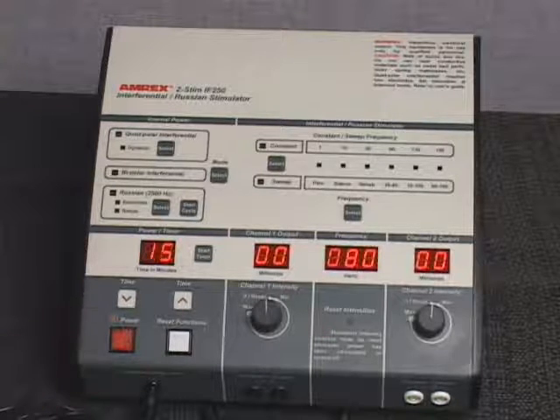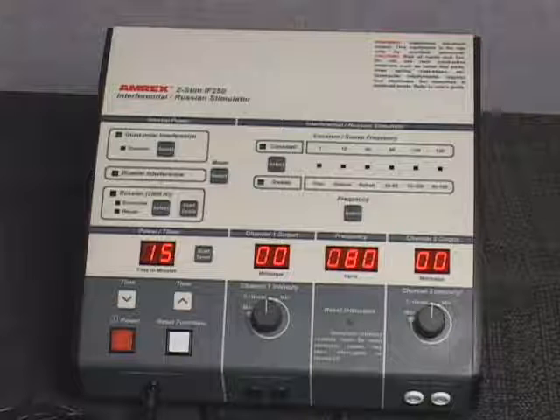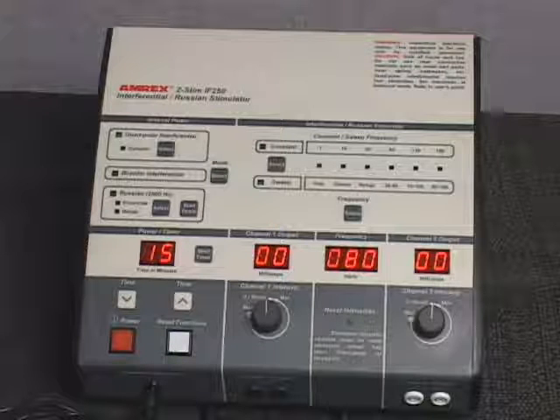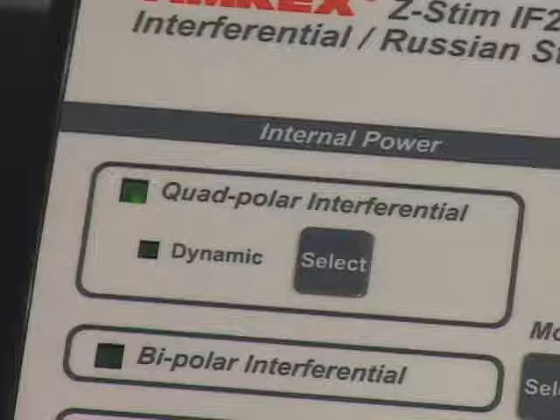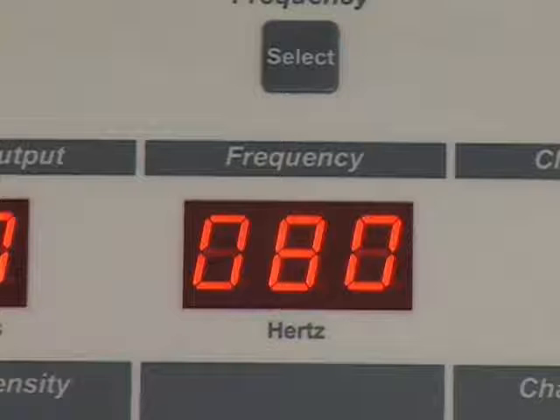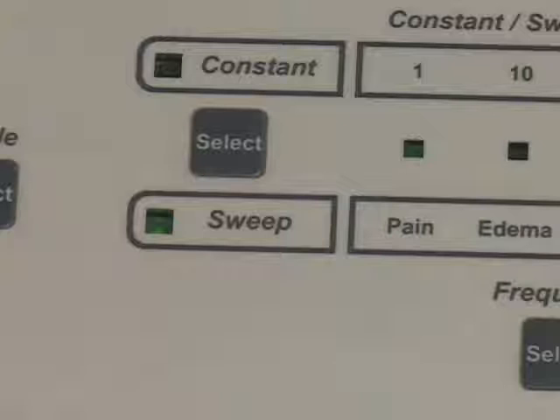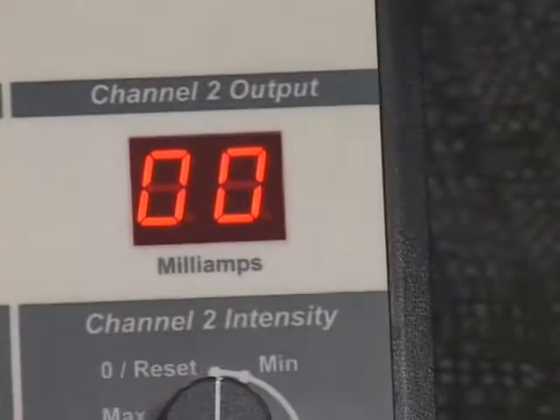Depress the power control. The generator will self-test and all indicators will illuminate. An audible signal will be emitted and the generator will default to factory settings of quad-polar interferential modality, a power timer display of 15 minutes, a frequency display of 80 Hz, a preset sweep frequency range for pain of 80 to 150 Hz, and intensity displays of 0 milliamps.